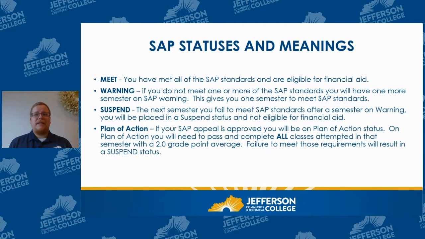If you do not meet those SAP standards while on warning, you get placed on a suspend status and are no longer eligible for financial aid. If you submit an appeal and your appeal is approved, your SAP status can go to plan of action. This means that you will need to pass and complete all of your classes with a 2.0 GPA. Failure to meet those two requirements will result in you returning to the suspend status.